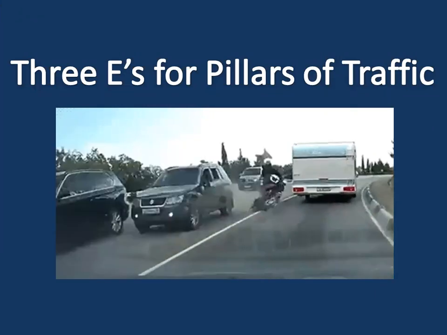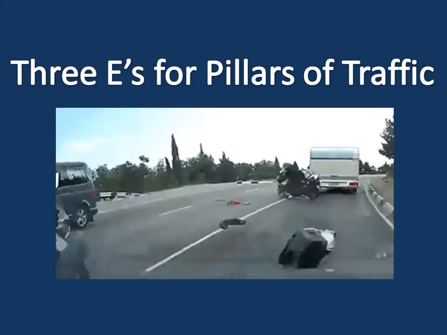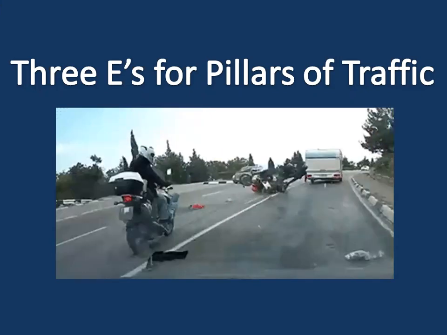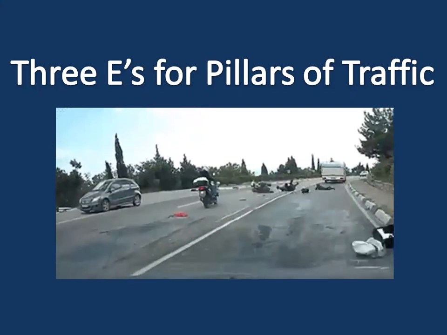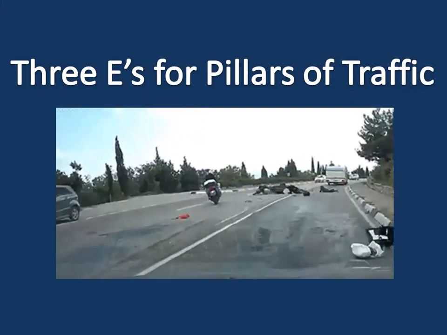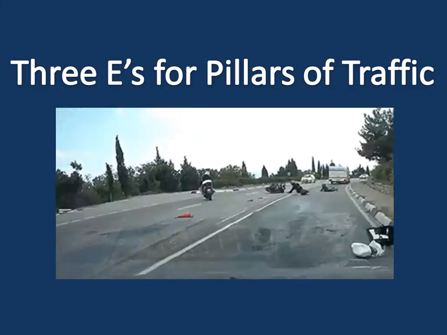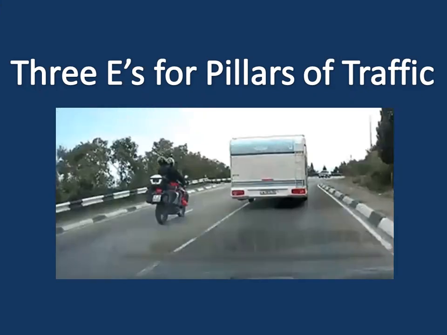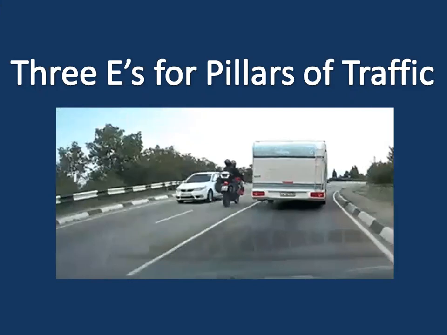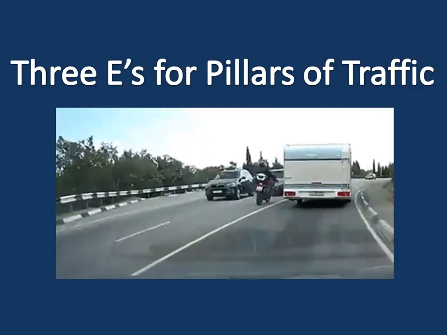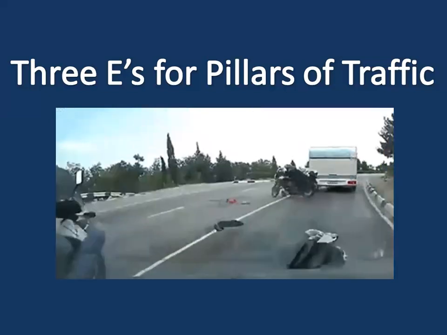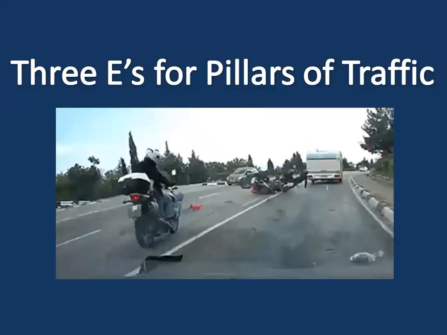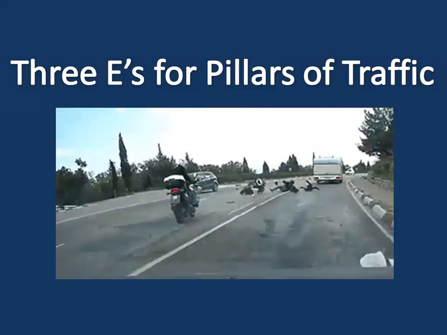Our defensive driving lesson for today is about the 3 E's, the pillars of traffic management. The 3 E's are engineering, education, and enforcement. Better highway engineering design is one of many ways to prevent traffic accidents. Because of poor road and highway conditions, as well as poor traffic controls in intersections, accidents do happen.